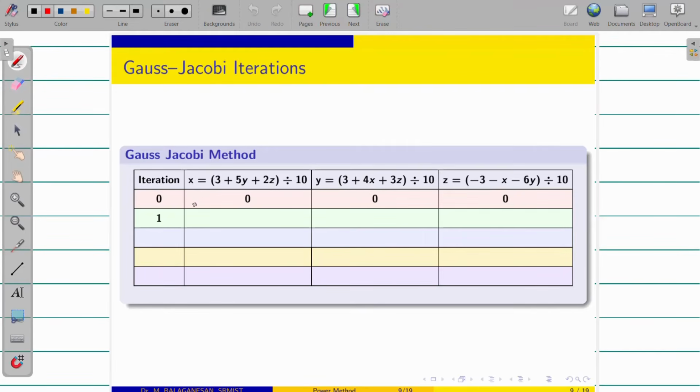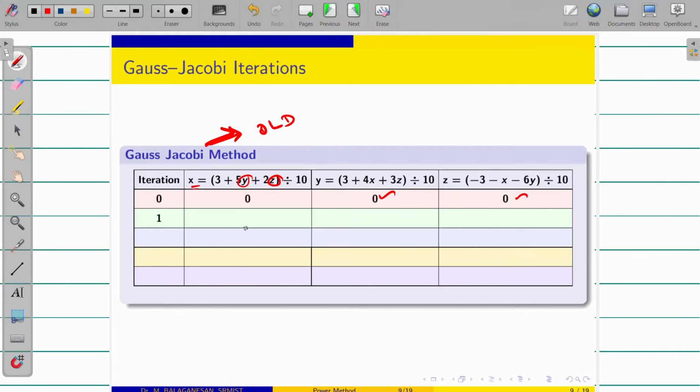So, what are the values I have to take? I have to find my x now. What are the values I have to take? Y value 0 and z value as 0. Old values we have to take. So just keep in mind that clue I'm going to give now. If you want to apply the Gauss Jacobi method, you have to take old values.